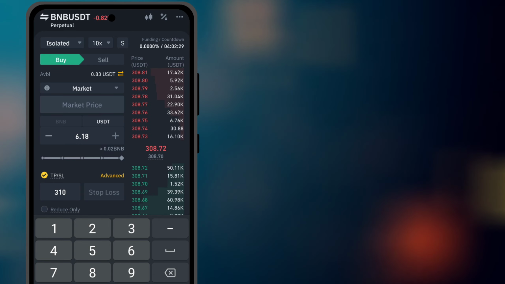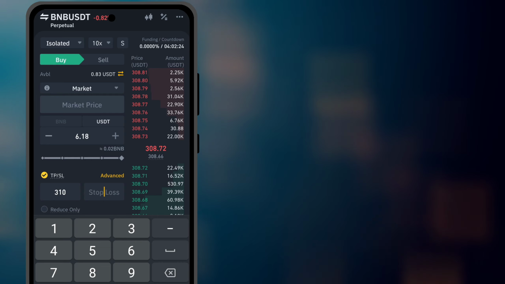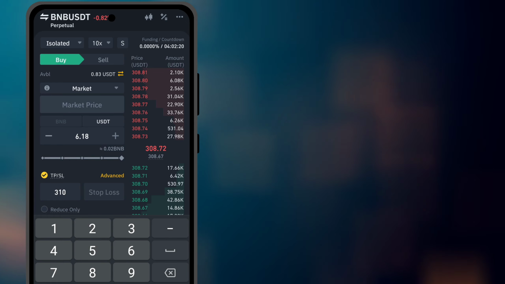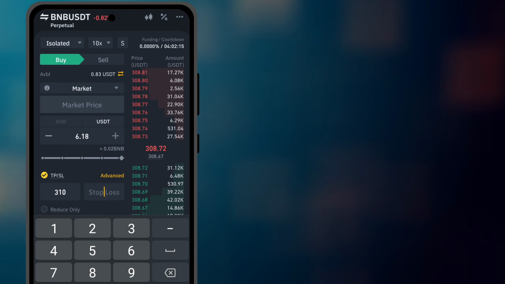And on the other hand, which is your stop loss, you can see that when you have an open trade, you will need a stop loss to guide your losses. You understand? For example, this is the current market price. So you want to enter a stop loss that is a bit lower than this current market price.